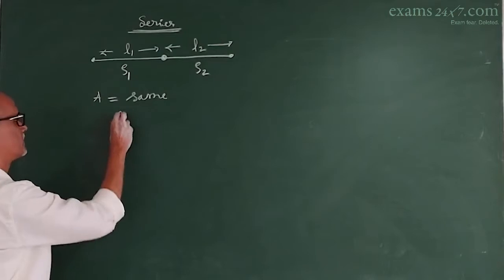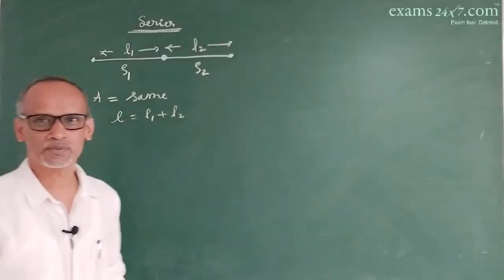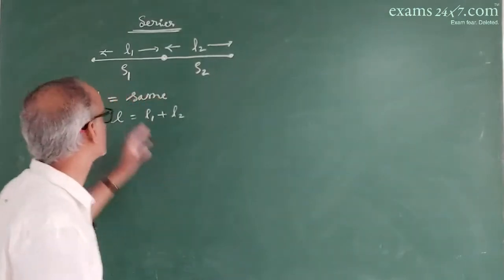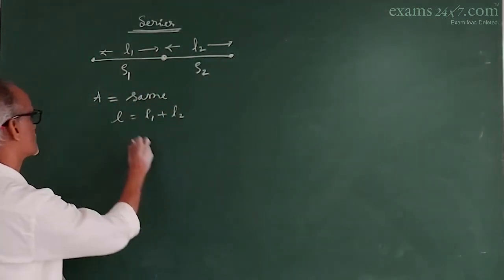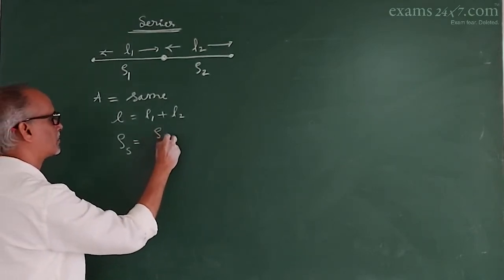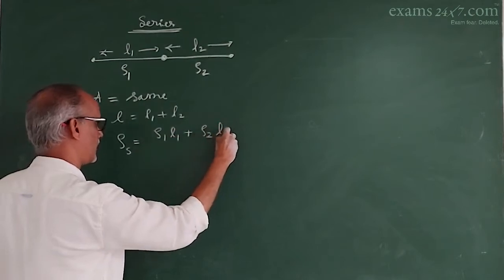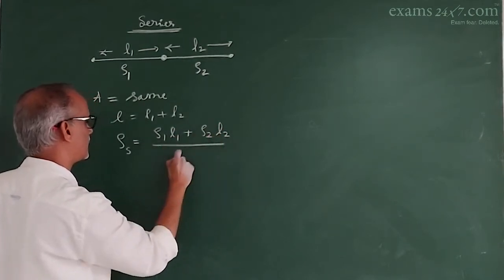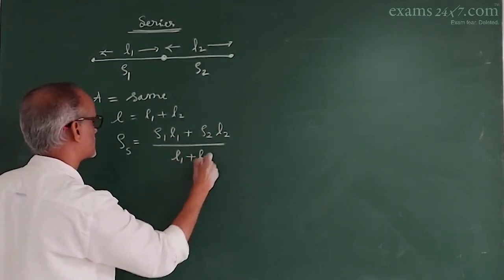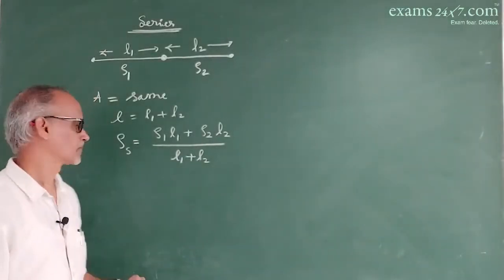So that effective length becomes L1 plus L2. So in this case, what is the effective resistivity of the combination? So rho S is equal to rho 1 L1 plus rho 2 L2 divided by L1 plus L2. So that is the effective resistivity of the series combination.